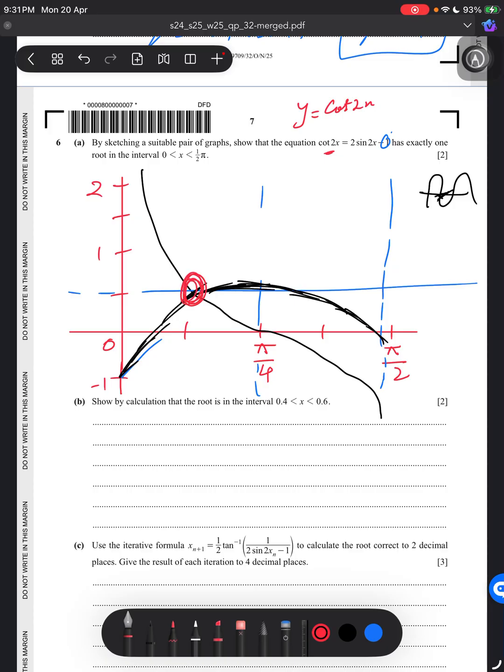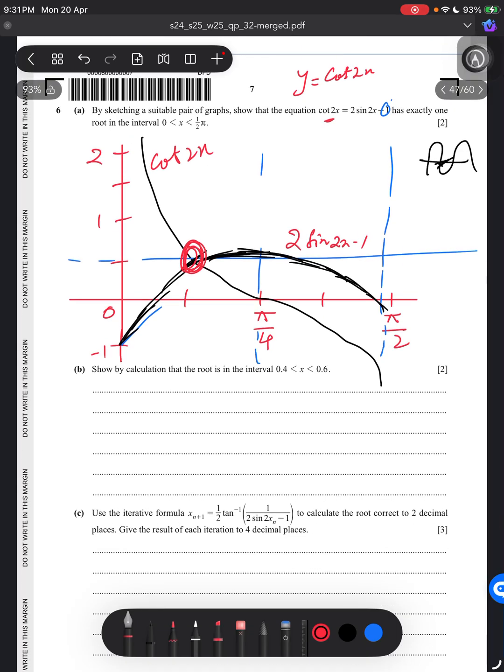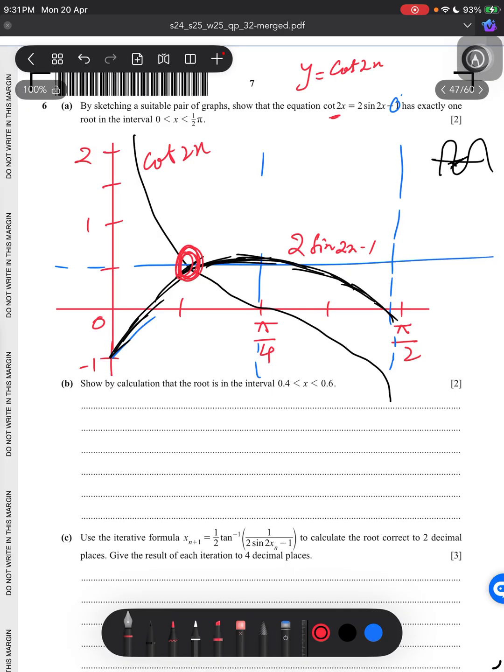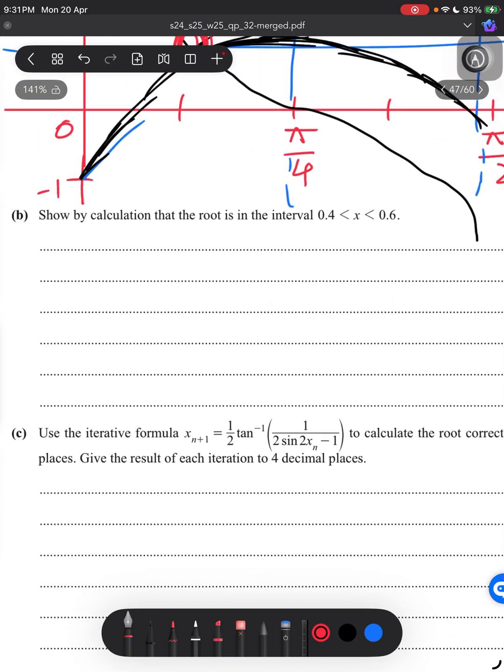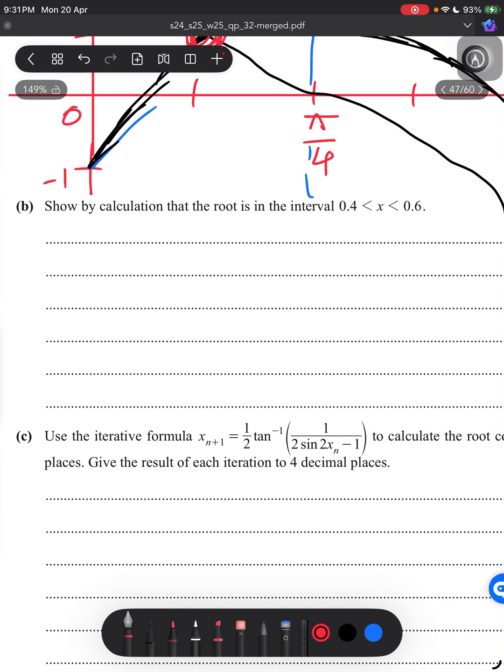So we can name the graphs. There is no need for that, but we can. Cot of 2x, and this one was 2 of 2x minus 1. It is shown by them. There is no need to write the statement, though it was given in the marking scheme that we can write that it indicates only one point of intersection, but it's shown. There is no need to write it. Now we can do the thing by calculation.